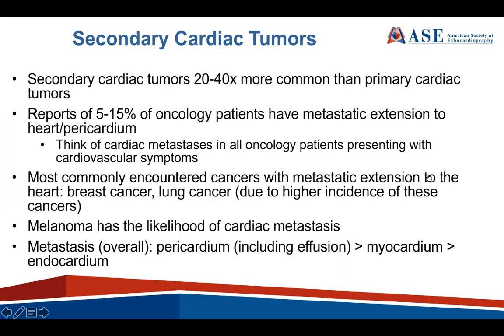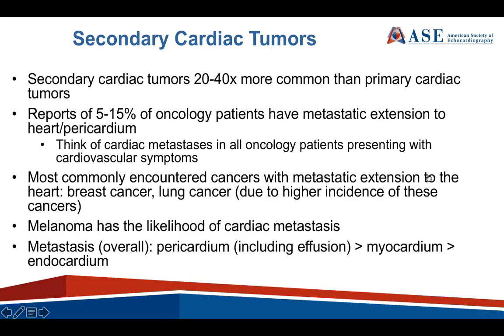Secondary cardiac tumors are much more common than primary cardiac tumors. I meant to say that primary cardiac tumors are much less common than secondary tumors. And this is on the order of 20 to 40 times more common to see a secondary metastatic cardiac tumor than a primary cardiac tumor. Reports suggest 5 to 15% of oncology patients have some sort of metastatic extension to the heart or the pericardium.